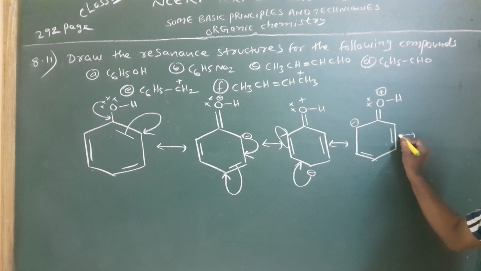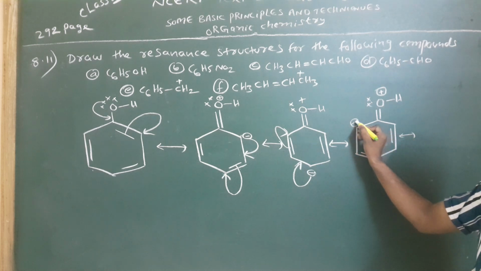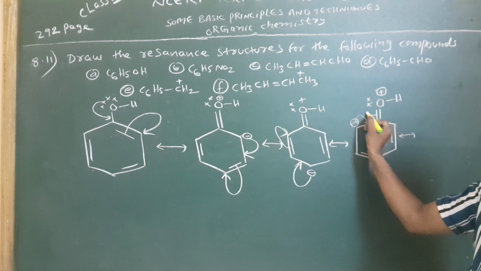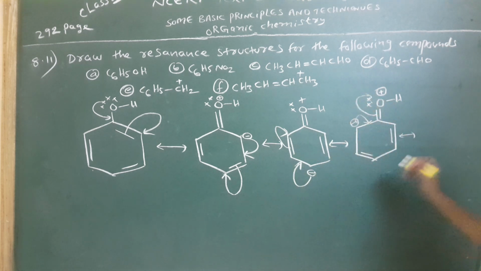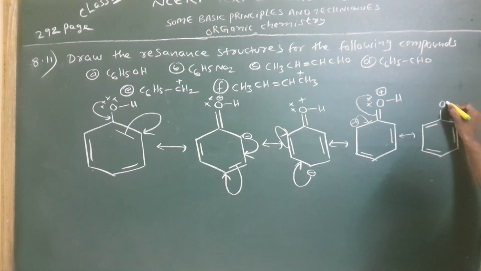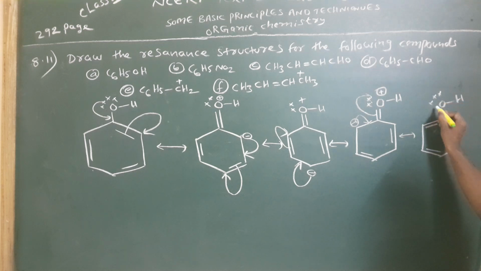Next one is, this negative electrons convert into this place. So the pi electrons again jump into this place. So the final structure is: pi bond, next here pi bond, here OH. So here contains 4 electrons, and next one, it is the phenol.